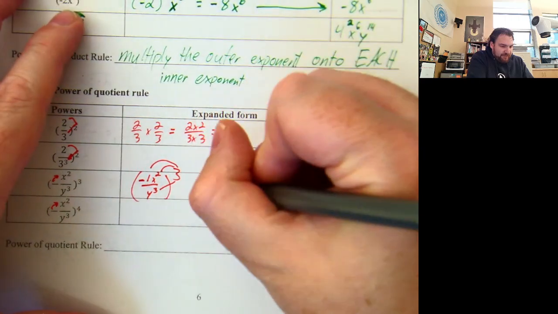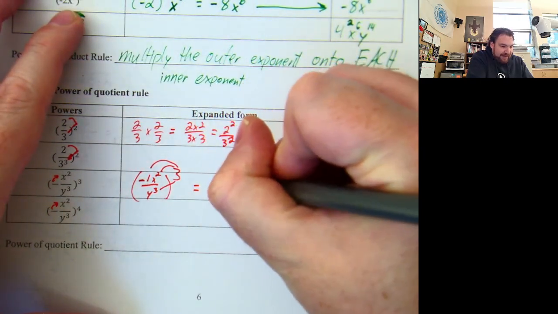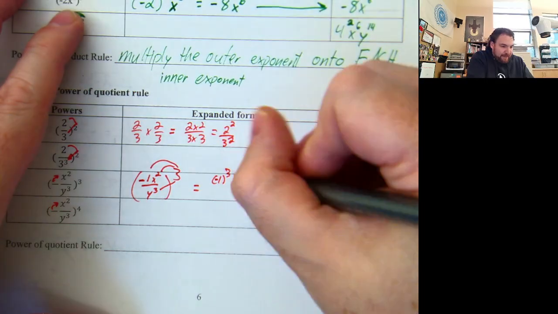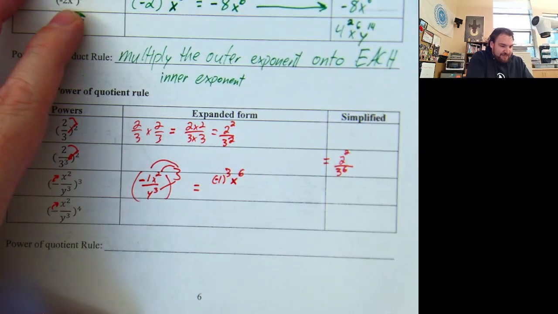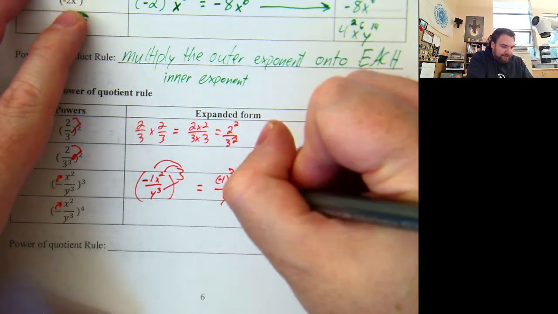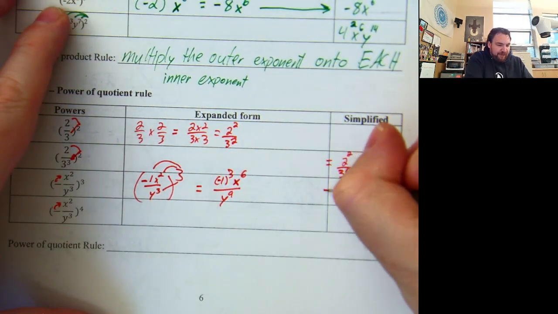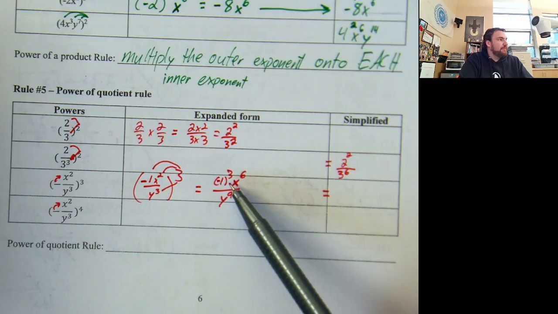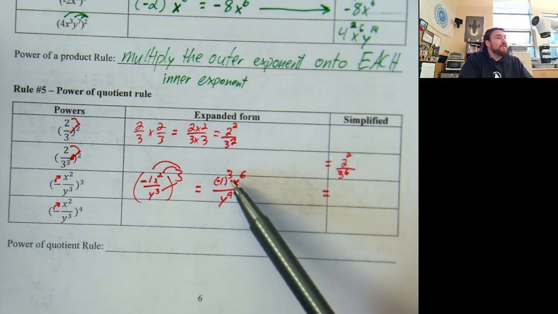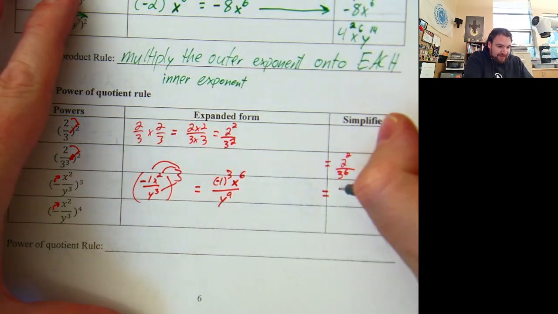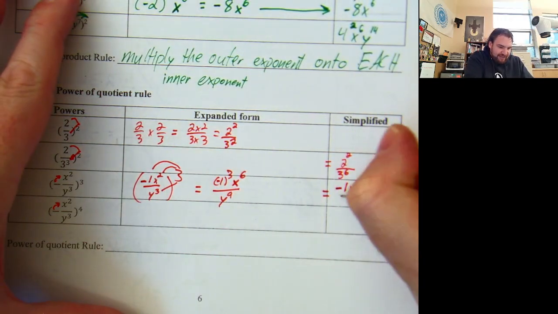So what am I going to get here? -1 in brackets to the power of 3, x to the power of 6, because I multiply those exponents together, and y to the power of 9. And now there's one more step here. What is -1 cubed? Wait, no, negative 1. It's -1, because it's an odd exponent. It's going to stay negative. 1 times 1 times 1 is 1. So this is going to become -1 x to the 6 over y to the 9.